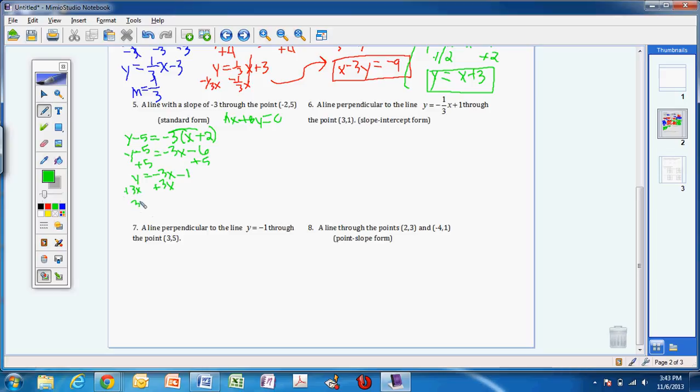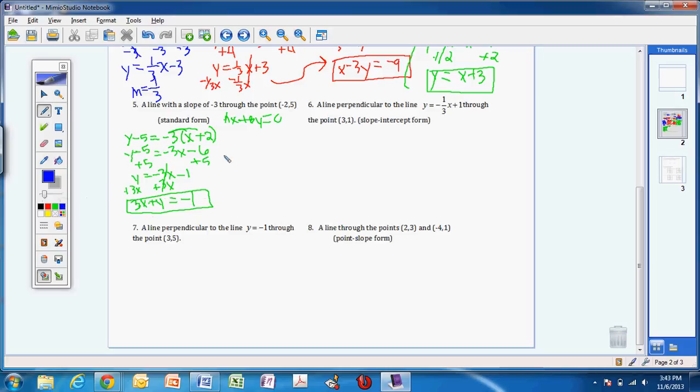So when I do that, I'm going to have a positive 3x plus y on this side. On this one, my 3x's are going to cancel. I'm left with a -1 on this side. So now looking at this, I want to check the coefficient of my x term. In this case, it's a positive 3. It's not a negative, it's not a fraction. So in this case, it's actually already in standard form for us. So the equation of a line with a slope of -3 through the point (-2, 5) in standard form looks like this. That is the equation of that line.